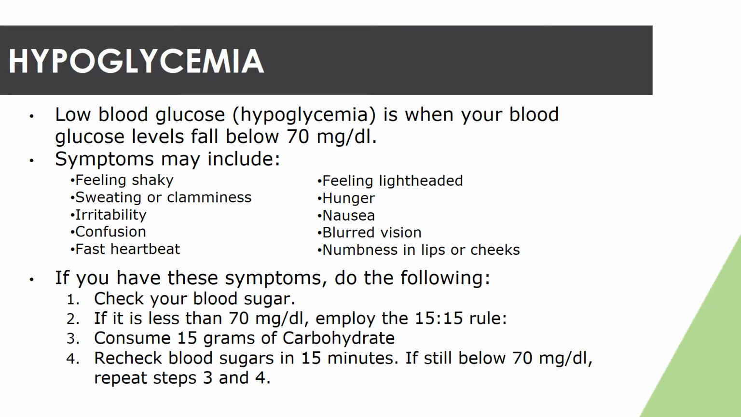If your blood sugar is less than 70, you'll want to employ the 15-15 rule or the rule of 15, which entails first consuming 15 grams of carbohydrate, which could be 4 ounces of juice or soda, 1 tablespoon of honey, 1 cup of milk, or even 3 glucose tablets. Then you're going to recheck blood sugars 15 minutes after consuming these carbohydrates. If your blood sugar is less than 70, then you'll repeat steps 3 and 4.